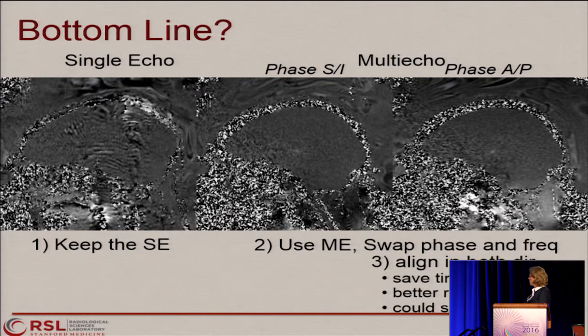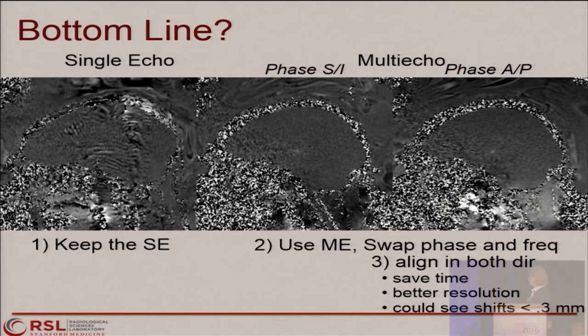And then the third option is to align in both directions at the same time in just the one image where phase encode is in the AP direction on the sagittal. So this would save time. We could give better resolution for that alignment, and you could potentially see shifts as much as 0.3 millimeters, which is a fraction of a pixel.